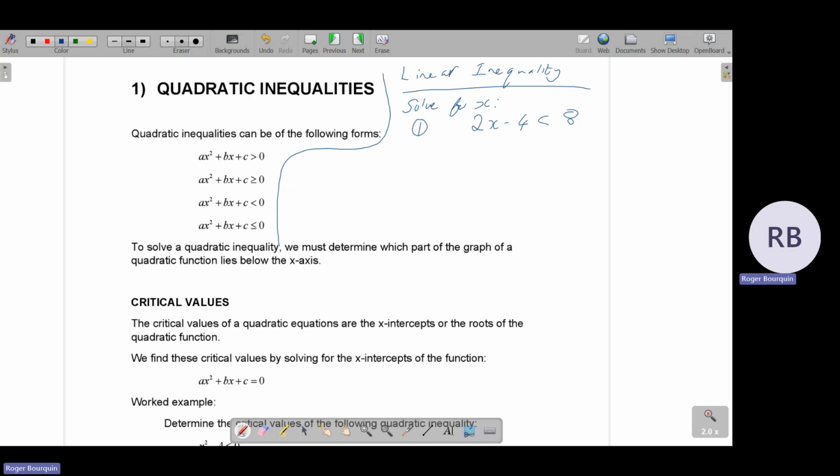So 2x is less than 12. What do I do first? Oh, the minus 4, so what's 8 plus 4? And if I divide both sides by 2, what happens? The one is missing from the PDF of the notes? Okay, hang on, I'll do that just now. Okay, so x is less than 6. You agree with that? Yeah. Okay.